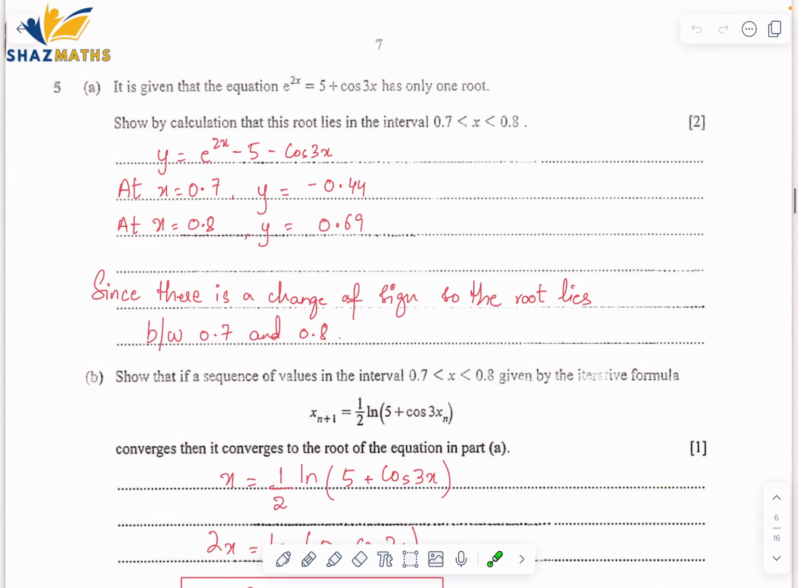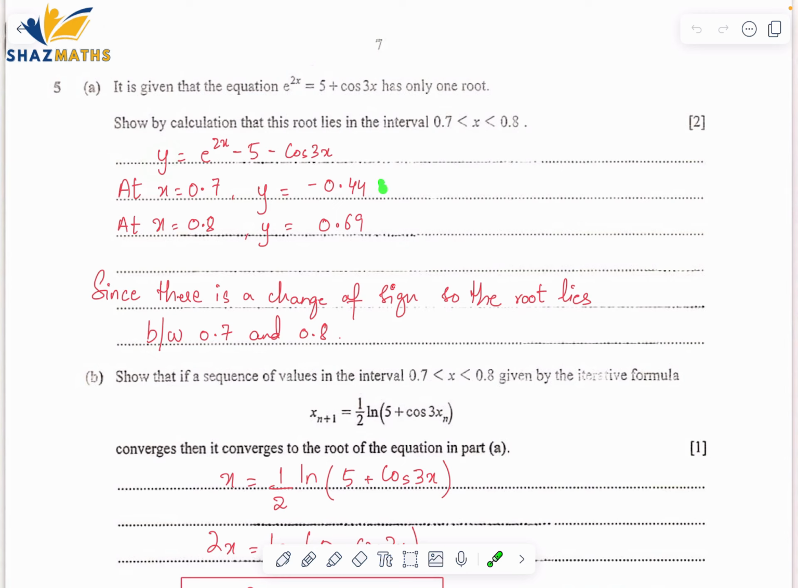So next question. It is given that the equation e to the power 2x equals 5 plus cos of 3x has only one root. Show by calculation that this root lies in the interval 0.7 is less than x is less than 0.8. In order to show this, the main method is that we'll bring all the terms to one side and replace them with y. Then first of all, we'll put the value of x as 0.7 in this equation.